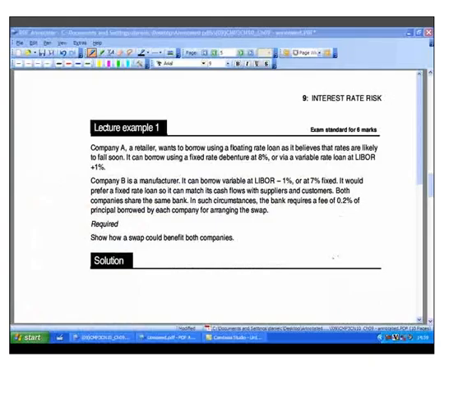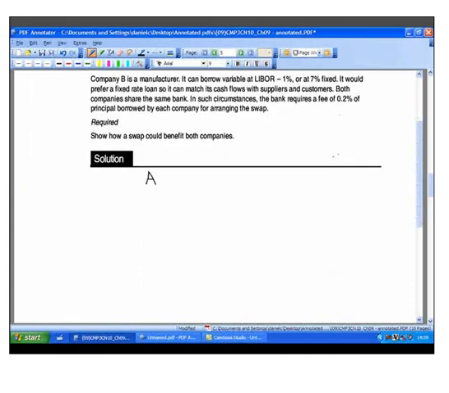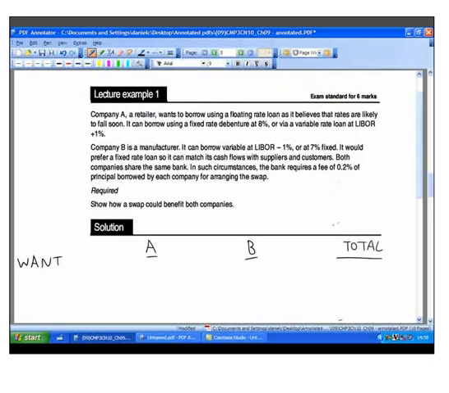And we're told in the scenario company A wants ultimately a floating rate loan. So company A wants floating. Company B is looking for a fixed rate loan, and that's what makes a swap possible, that they're each looking for a different type of borrowing. Now one way for each of them to get what they want is for them simply to go to their bank and get it.